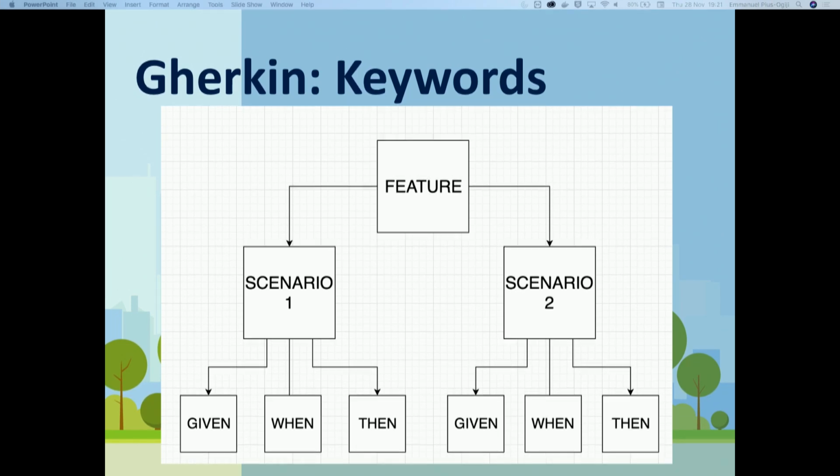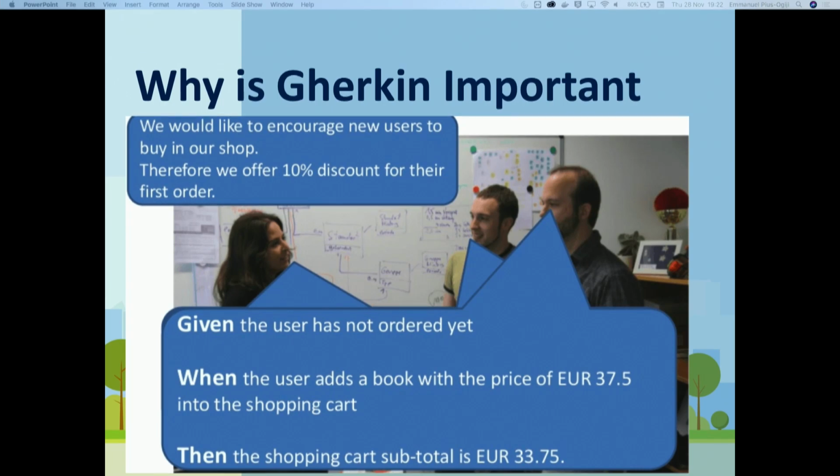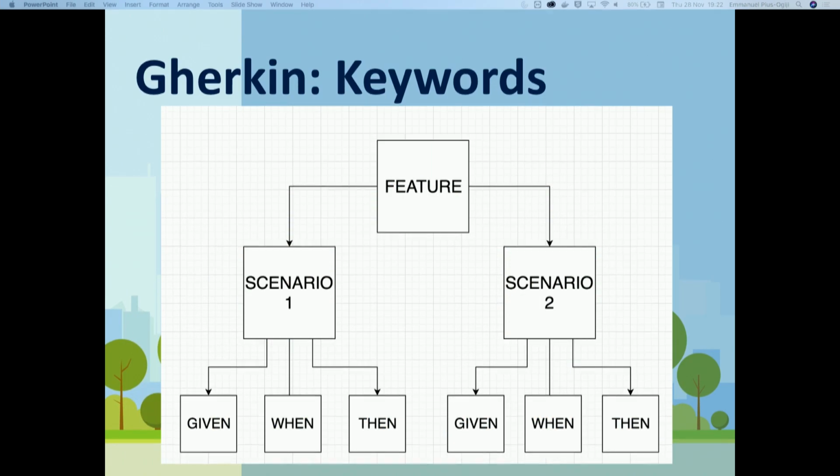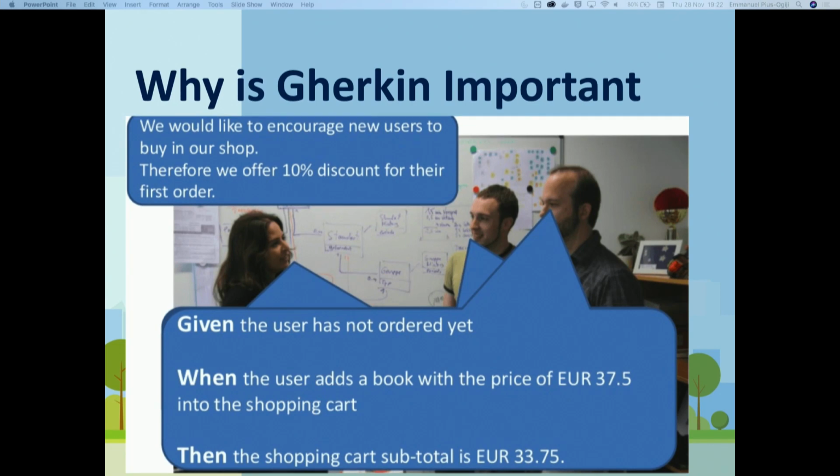Now, these scenarios are often made up of three components. You have your given, which is an initial context. If we go back to our last example, the initial context is the user has not ordered yet, so it's a new user. You have your when, which should be an action or an event that takes place. Here, this is what they do: they're adding a book with a certain price into their shopping cart. And then is your expected outcome. So what should happen at the end of this scenario? And here we're seeing a 10% discount has been applied.